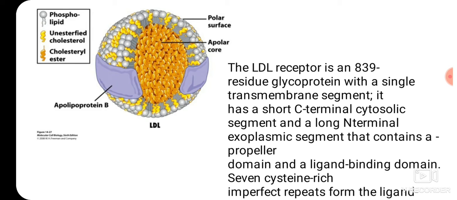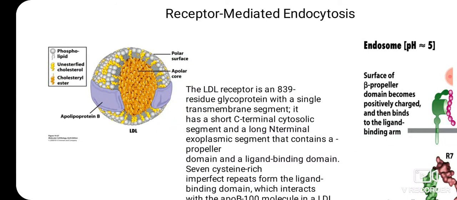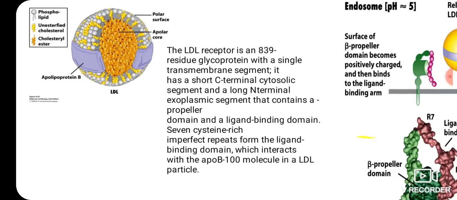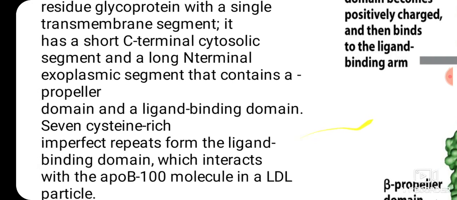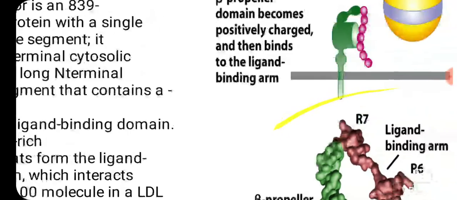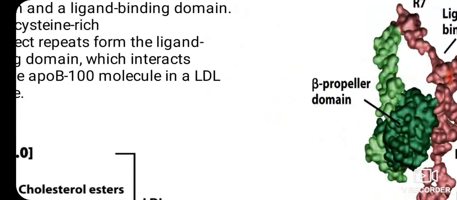So this LDL receptor is a glycoprotein of 839 amino acid residues present at the plasma membrane, having a single transmembrane segment and a short cytosolic chain. On the exoplasmic side, this particular segment is going to be very key. You can see here this is going to have a beta propeller domain. The beta propeller domain is nothing but seven cysteine-rich imperfect repeats from the ligand binding side, which act as the beta propeller domain. With the beta propeller domain, the receptor interacts with the LDL and binds that particular ApoB protein.